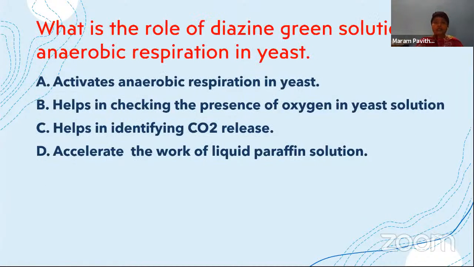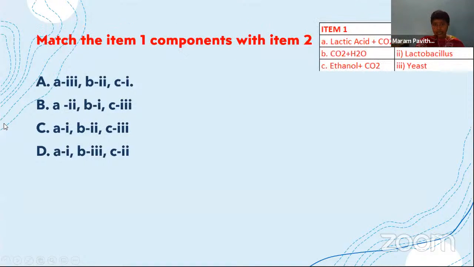And I want to show some competitive exam type questions which are helpful for NAS. What is the role of diazine green solution in anaerobic respiration in yeast? I told you about the experiment with yeast, and I explained the experiment. What is the role of diazine green solution in that experiment? It activates anaerobic respiration in yeast, helps in checking the presence of oxygen in yeast solution, helps in identifying carbon dioxide release, or accelerates the work of liquid paraffin solution. What is the correct answer here? It helps in checking the presence of oxygen in yeast solution. So option B is correct.